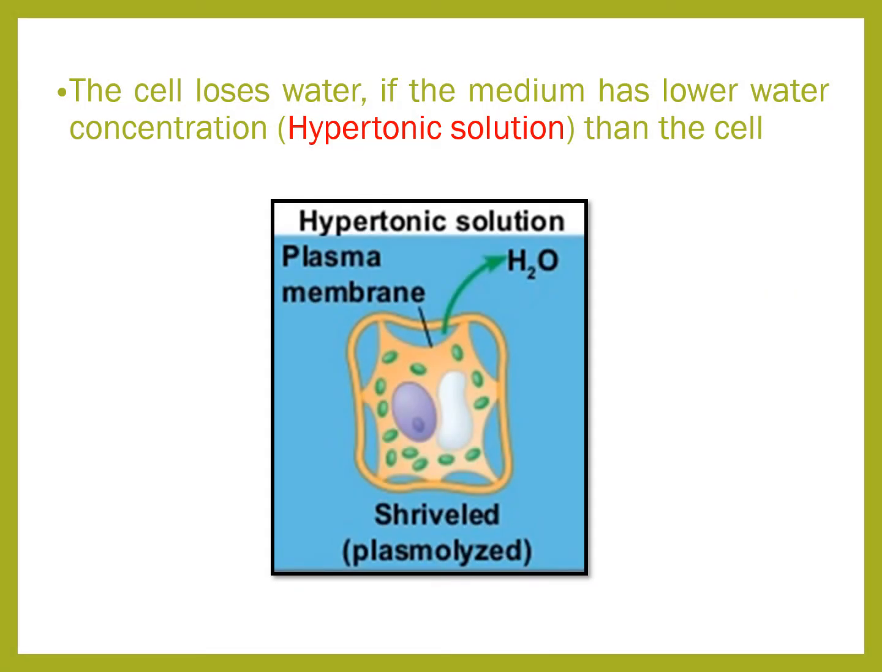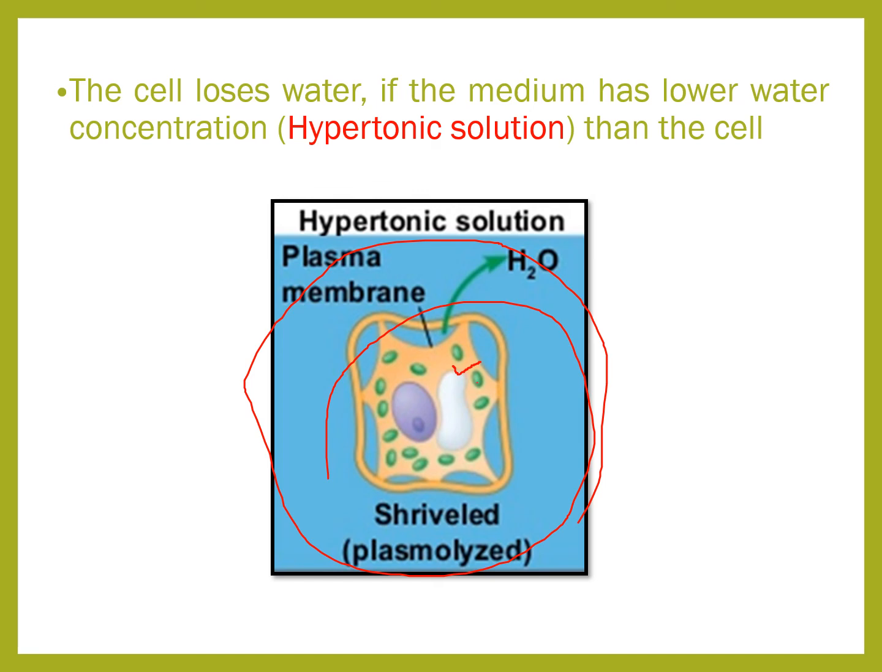Now, if the cell is placed in hypertonic solution, what do we mean by hypertonic solution? The medium surrounding the cell is having less water concentration as compared to the cell. Okay, that is the medium surrounding the cell has less water concentration as compared to the cell.